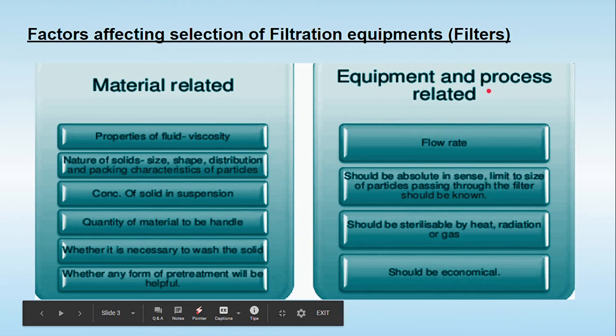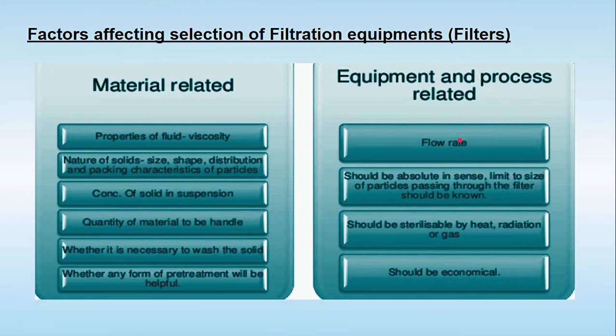While if you look at the equipment or process related factors, we try to understand the flow rate: whether the flow rate is going to be increased or decreased, or we want a constant flow rate. Then, in the absolute sense, the limit to the size of the particles passing through the filter medium should be known. So what is the slurry? What is the size distribution of the insoluble solids present in the slurry?